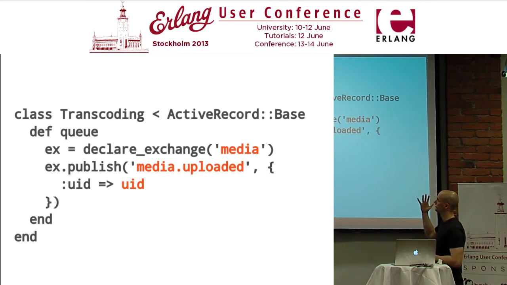Whenever this domain model of a transcoding has been created, we publish a message to the media exchange with the routing key, hey, media was uploaded, and the message contains a unique identifier that we can later use to reference the asset that was uploaded.